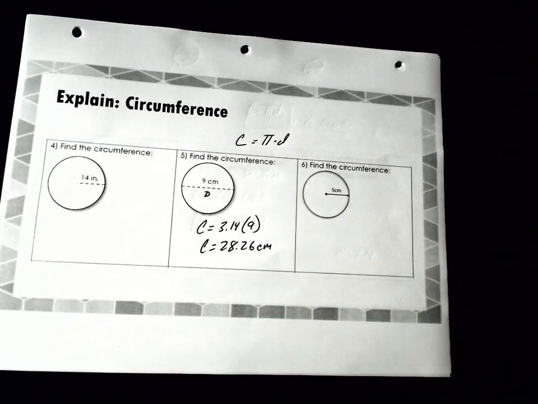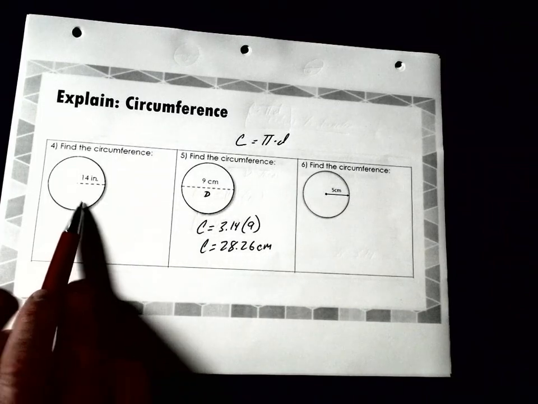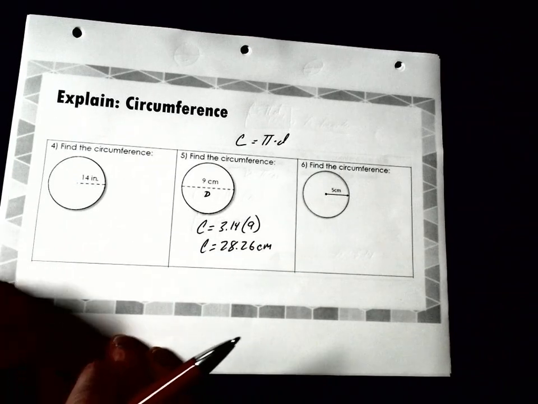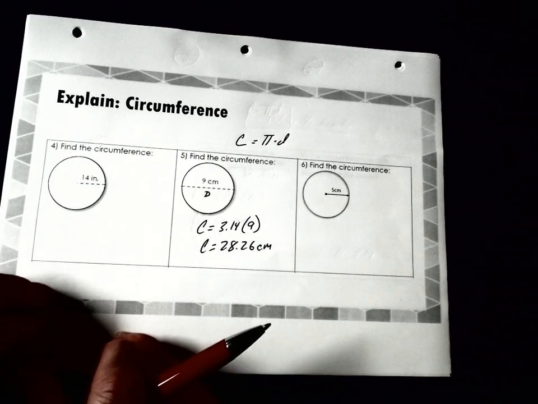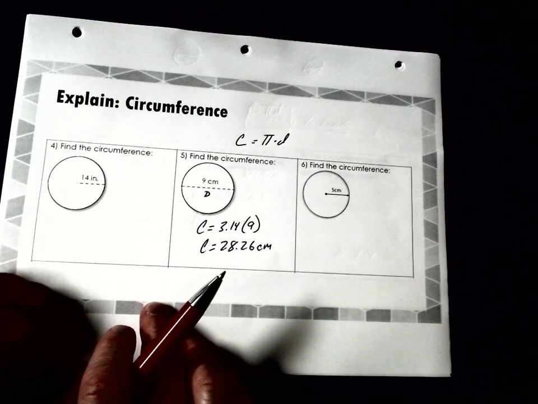Okay. Now, this one particular picture, the diameter is given. You notice on 4 and 6, the diameter is not given in the problem. So I want you to be able to figure how to solve 4 and 6 by using question number 5 as a guide.